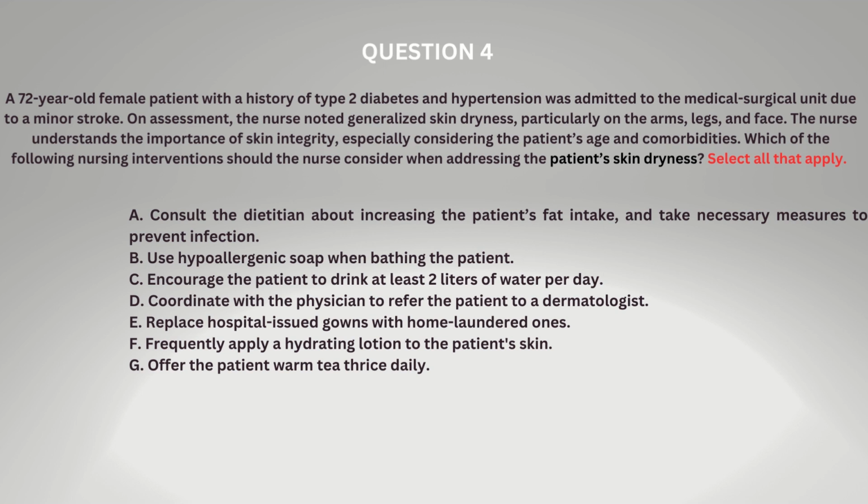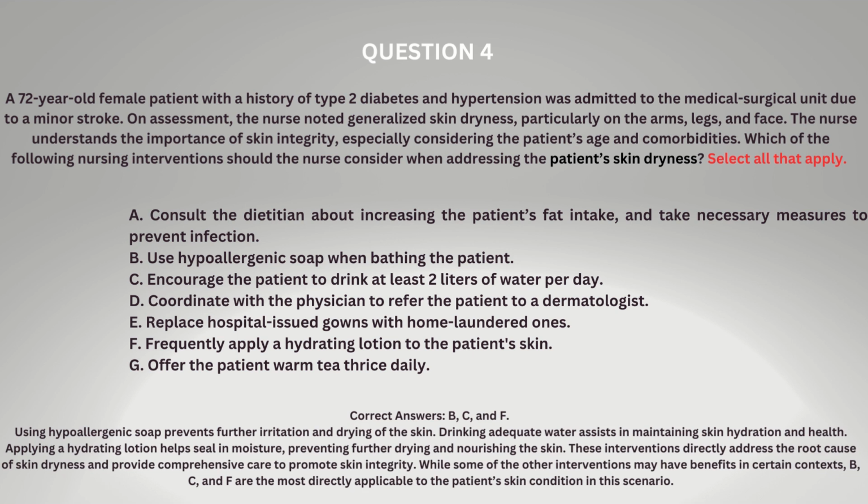A. Consult the dietitian about increasing the patient's fat intake and take necessary measures to prevent infection. B. Use hypoallergenic soap when bathing the patient. C. Encourage the patient to drink at least 2 liters of water per day. D. Coordinate with the physician to refer the patient to a dermatologist. E. Replace hospital-issued gowns with home-laundered ones. F. Frequently apply a hydrating lotion to the patient's skin. G. Offer the patient warm tea thrice daily. The correct answers are B, C, and F.